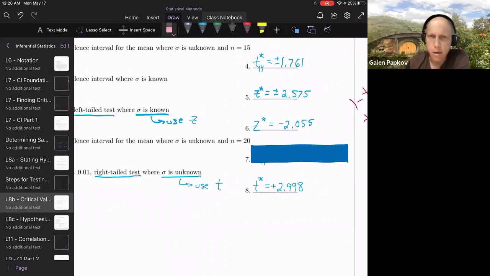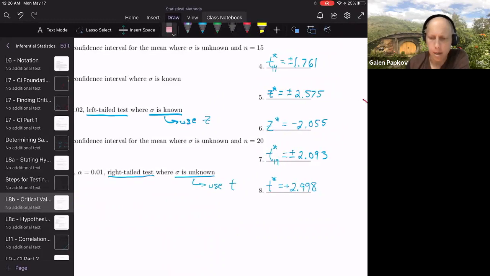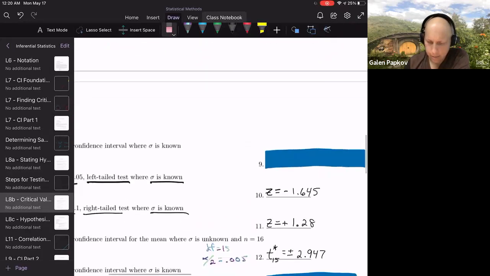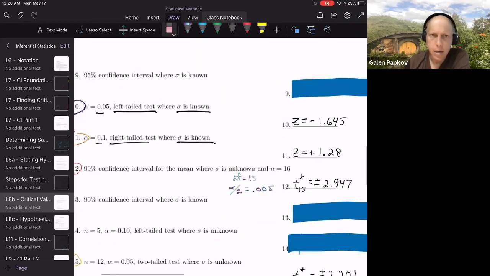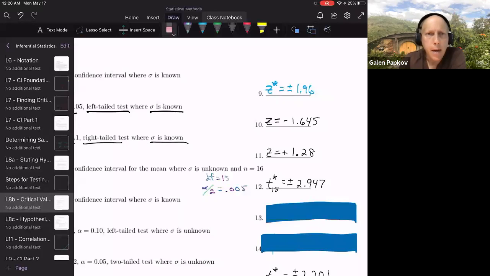For number 7, where sigma is unknown, this is going to be using the t-table again. And this is another confidence interval scenario, so you should have plus or minus. Moving to the next page. Number 9, it's another confidence interval one when sigma is known. I'm sure this is a well-known value by now for you. That's plus or minus 1.96 from the z-table.